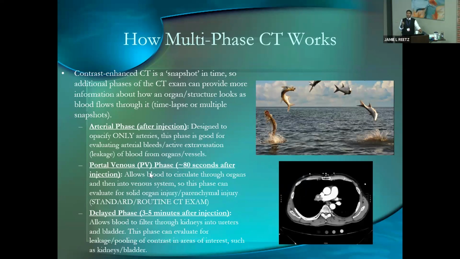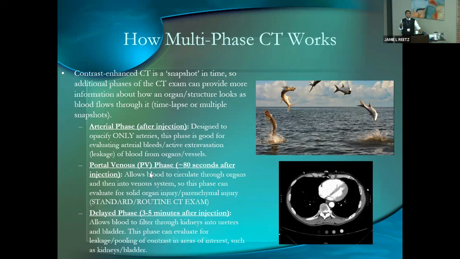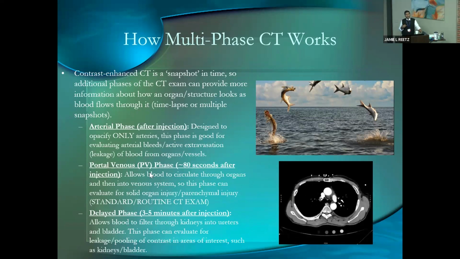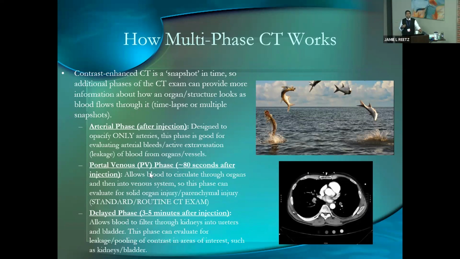If you want to inject contrast into a patient and tell the CT scanner, take a picture right now, that's going to be all the contrast still in the artery. That's going to be your arterial phase, and that is useful for looking at arteries. If you're looking for a bleeding vessel, let's say a C-section went bad and you're looking for hemorrhage, that's where you're going to want an arterial phase examination.